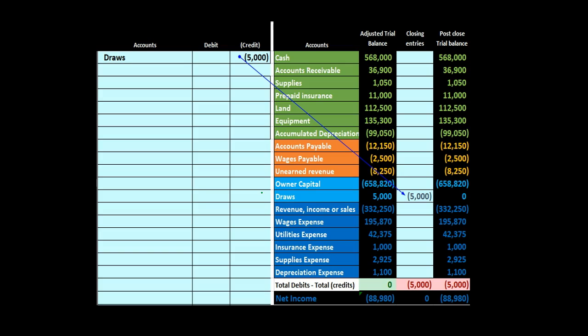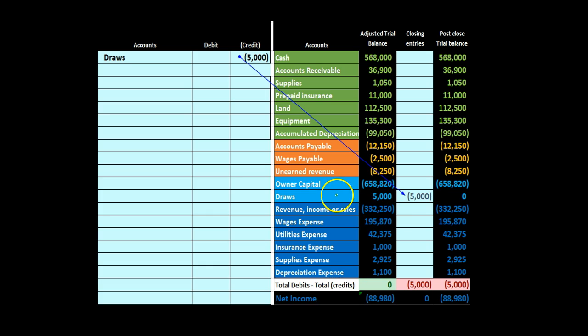So to do that, we can just start building our journal entry. We could say, here's our adjusted trial balance. And we could say, what do we need to do in order to get all the temporary accounts down to zero? All the accounts below the capital account, we need to make zero. So I'm just going to start creating a journal entry based on this information.